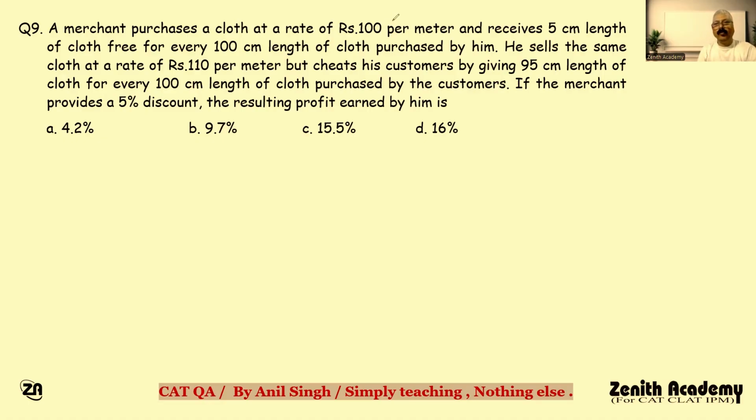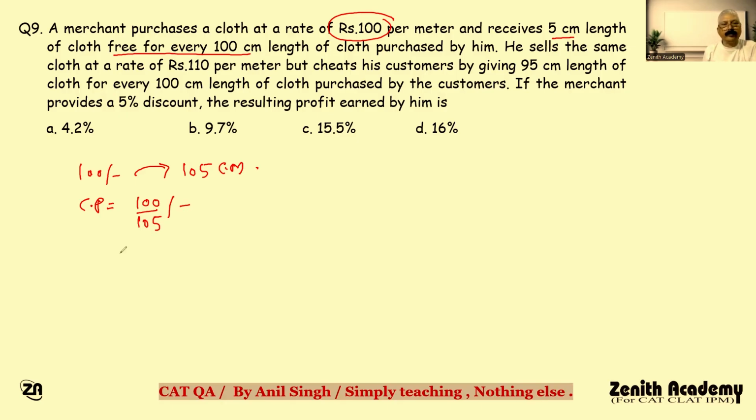So here, in rupees 100 per meter, he receives 5 centimeter length of the cloth free for every 100 centimeter. It means in 100 rupees, he purchased 105 centimeter. So the cost price of 1 centimeter will be 100 upon 105.